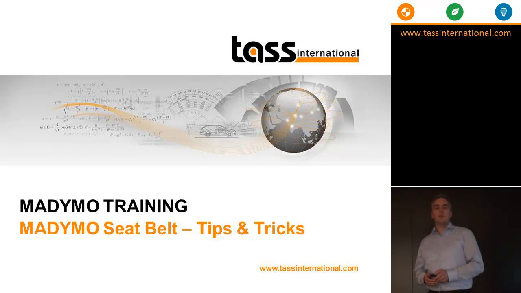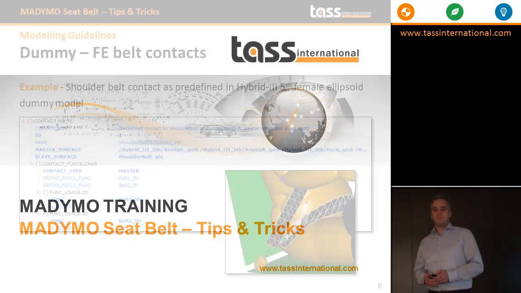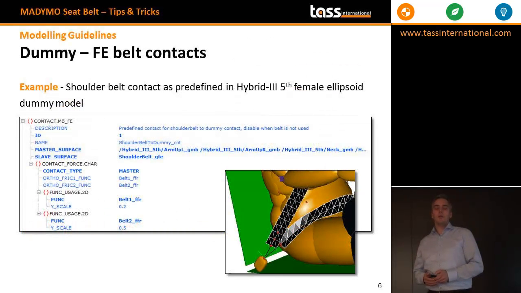In the end, we will shortly go into some tips and tricks. Most importantly for this, we want to point out our dummy models. For instance, our hybrid tree dummy models have predefined contacts between the dummy and the FE belt segments. This is quite important to know, so that if you use a hybrid tree model, be aware that in the user file of such a model you will find contact definitions already there. Although the belt itself is not defined yet, the contact definitions are there, and they will help you further in how to model the contact interactions between the belt and the dummies.